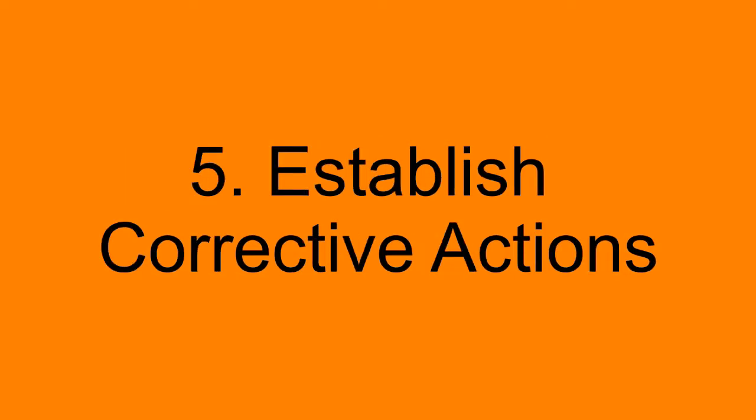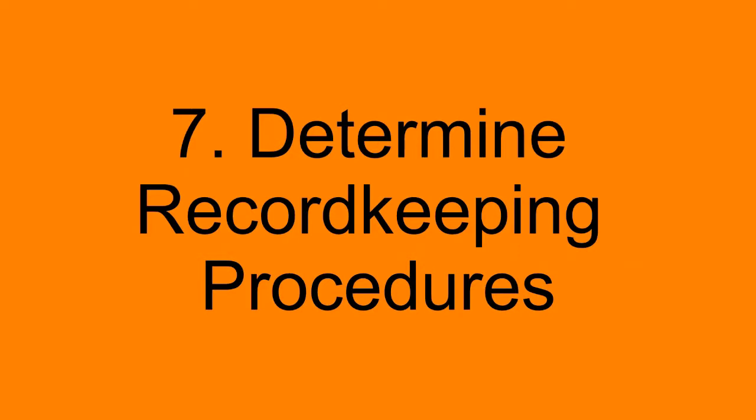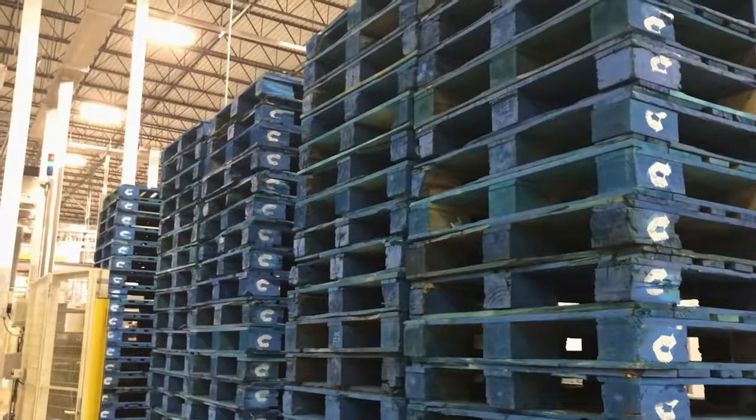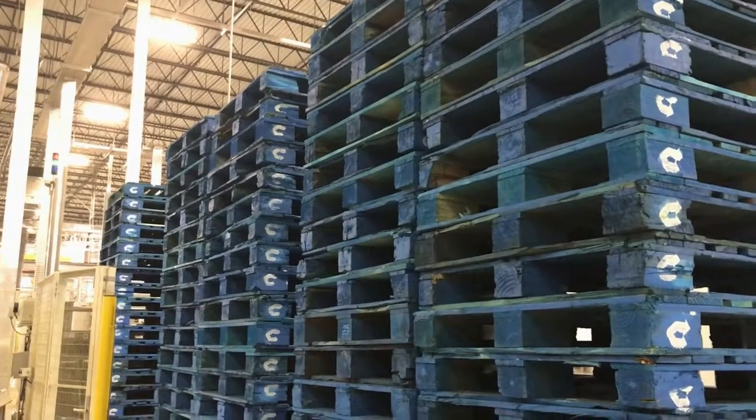5. Establish corrective actions. Set everything up so that the CCP can be monitored and controlled and everyone is aware of the hazard. 6. Develop procedures for verifying that HACCP is working. Double check that your procedures are accurate for combating the hazard. 7. Determine record-keeping procedures. Find a good way to keep track of the hazard levels and make sure that everything is within specifications. Here we have 0 CCPs, so you won't need to identify or test any.